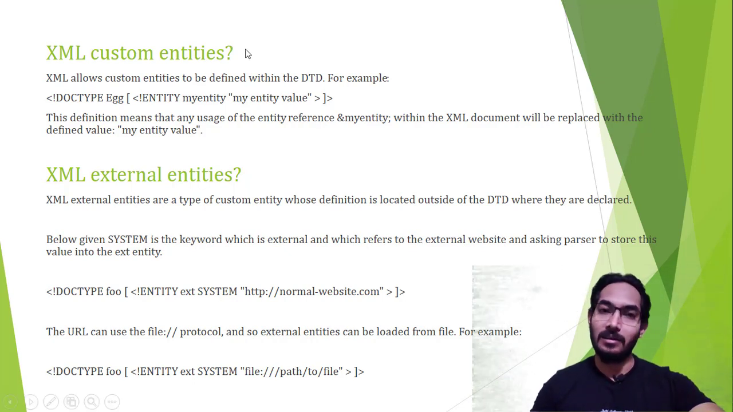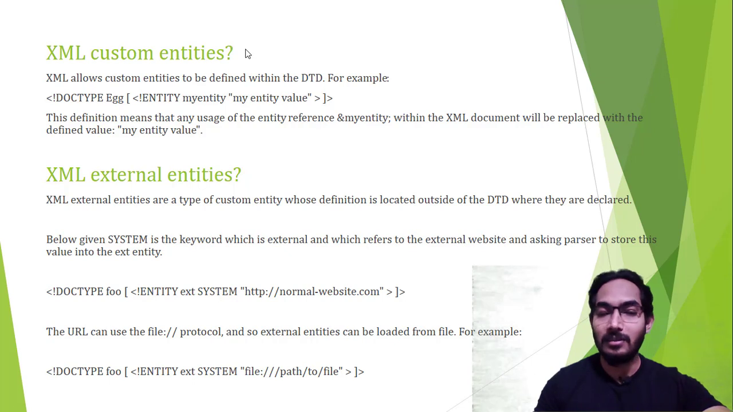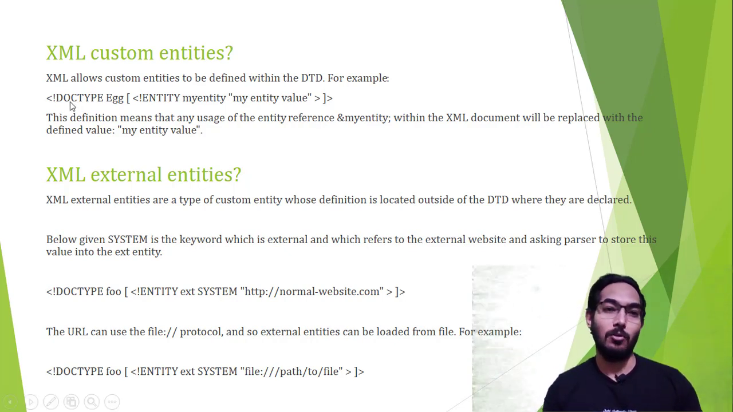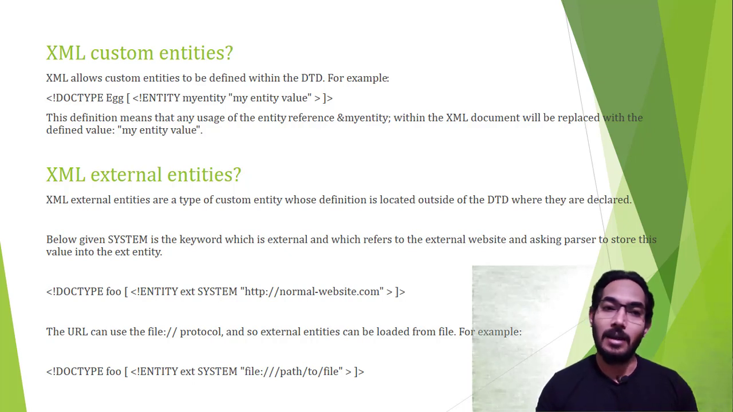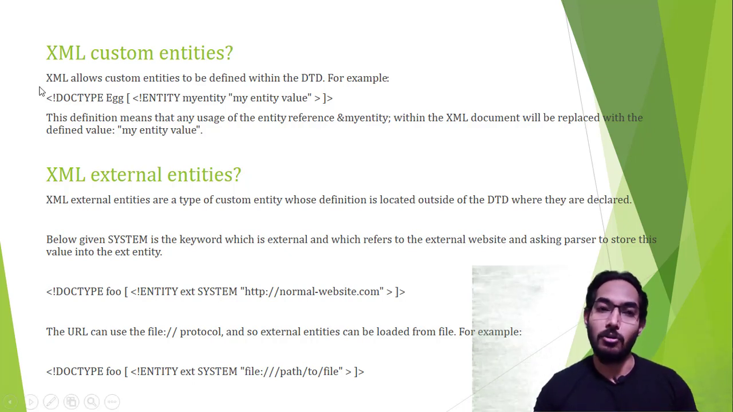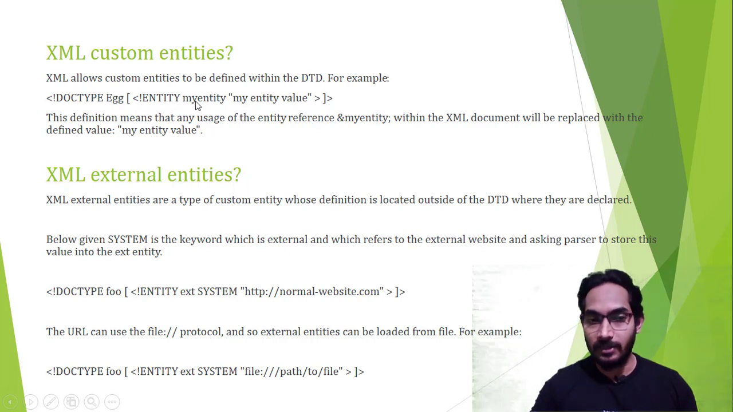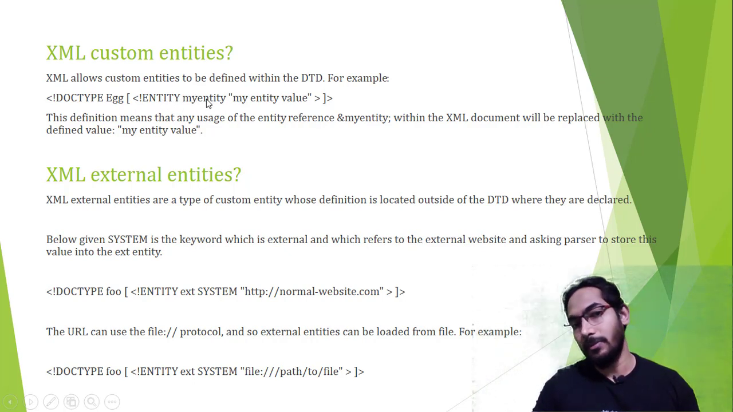Okay, so let's move further, and here is some other terminology that we are going to learn: what are XML custom entities? Custom entities are nothing but entities that you can create within the document type. Let's say we have created a document type called example, and next we have created an entity within the document type. This is what we have seen, right? We create an entity within the document type, and let's say we give the entity a name.